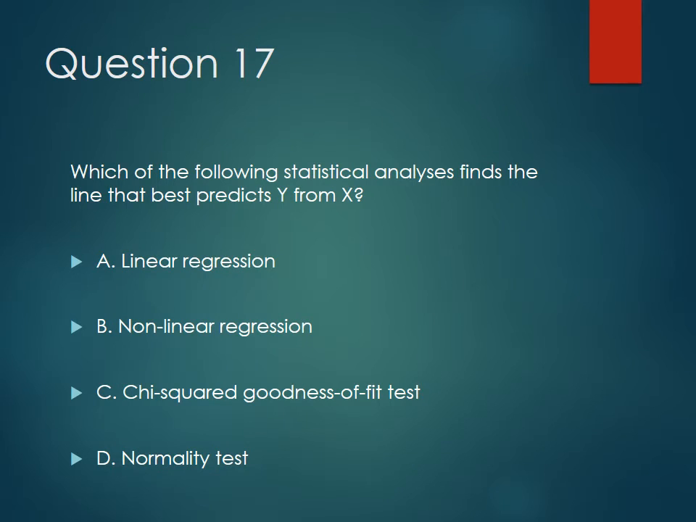Okay. Which of the following statistical analyses would find the line that best predicts y from x? I think A. So it's definitely not C. We already talked about that one, right? Because that's just talking about frequency and whatnot. Why is it not D? Right, because that's telling us whether or not the data that we have appears to be from a normally distributed data set. So that would not be correct. So then you have linear versus nonlinear regression. Again, we said in this case it's just a line. We're not saying the curve best fits it, so it would be A, linear regression.